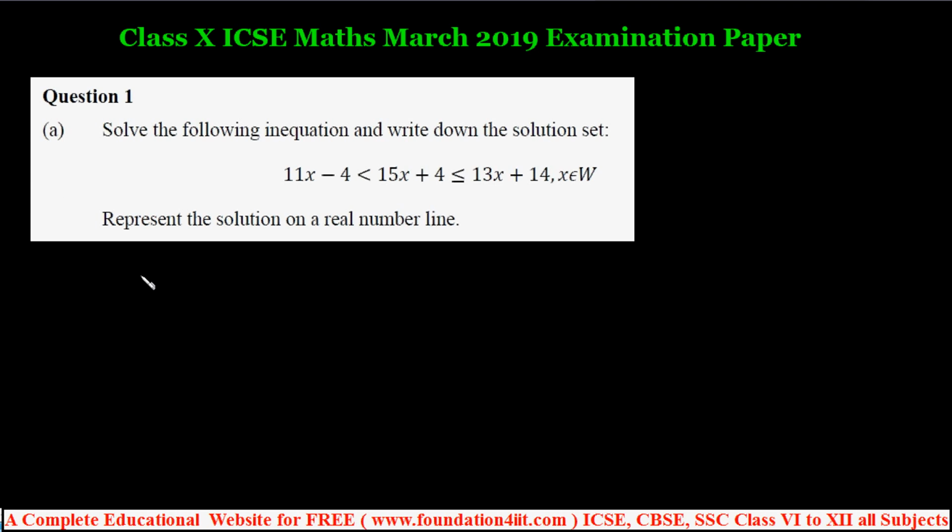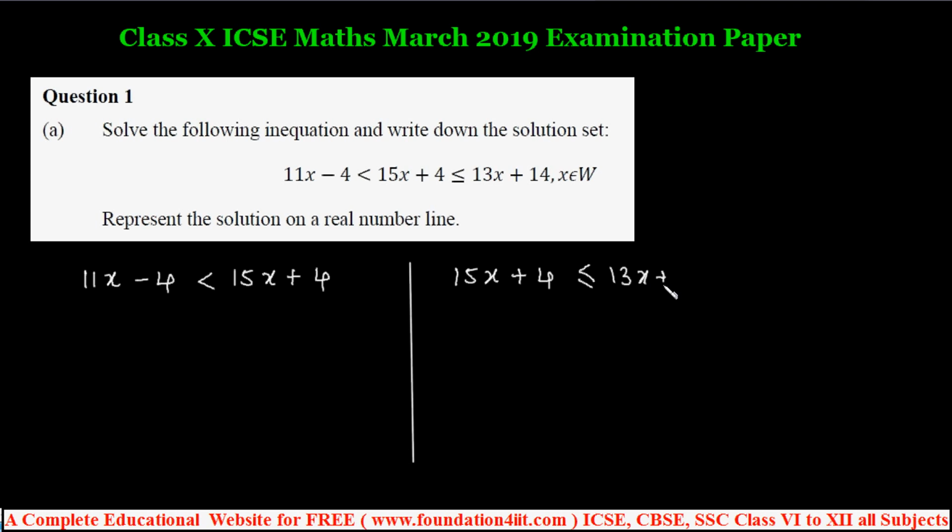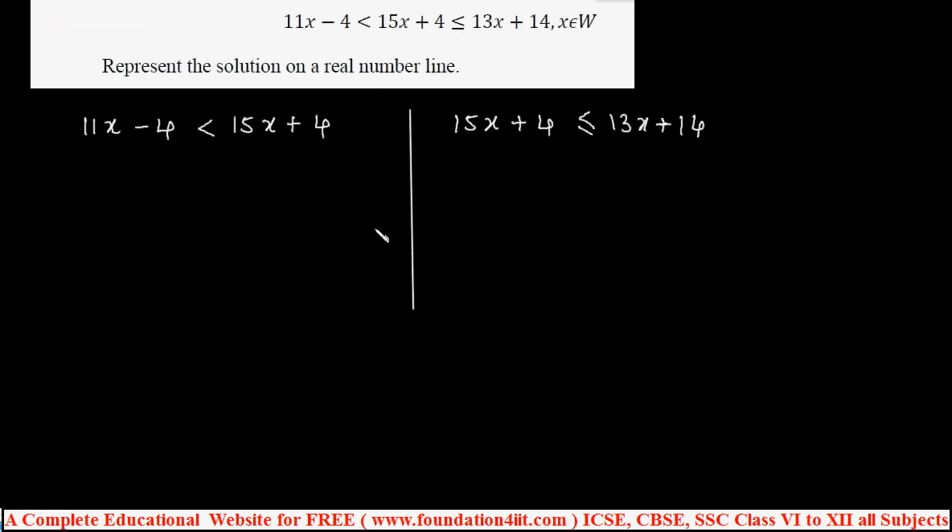So in this one, we need to take two separate sets. The given question is 11x minus 4 less than 15x plus 4. The first two we will take, and similarly the last two, you should solve separately. The last two is 15x plus 4 less than or equal to 13x plus 14. It is a combined inequation, so the first two and last two should be taken, which means the middle one will be repeated. Now we can solve this.